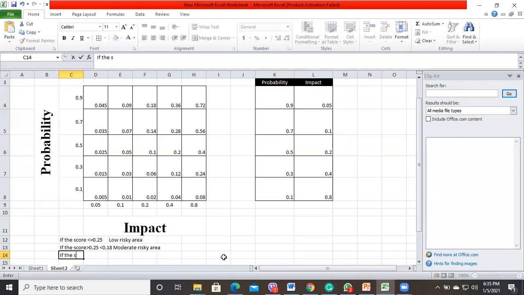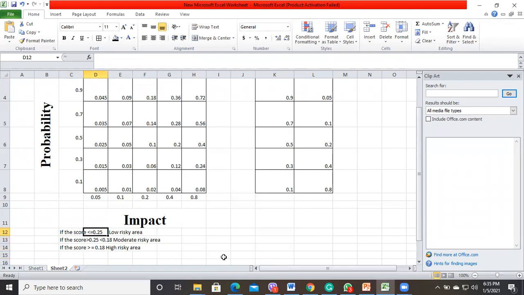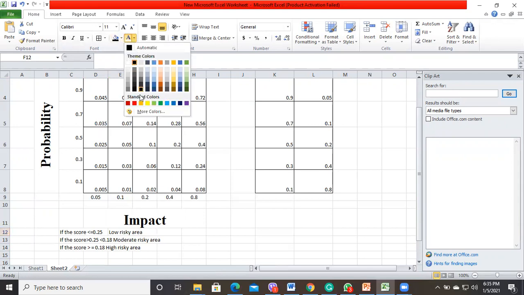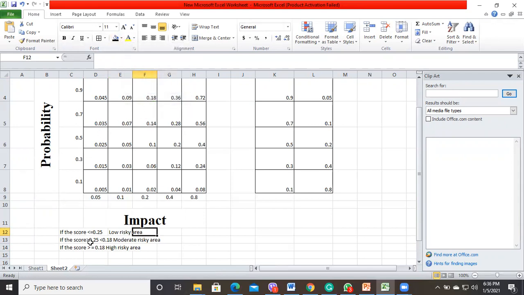If the score is greater or equal to 0.18, we can say it is high risky area. අපි දැන් color කරමු. දැන් මම low risk area, I will color low risk areas from blue. No, from yellow. Okay, less than or equal to 0.25.